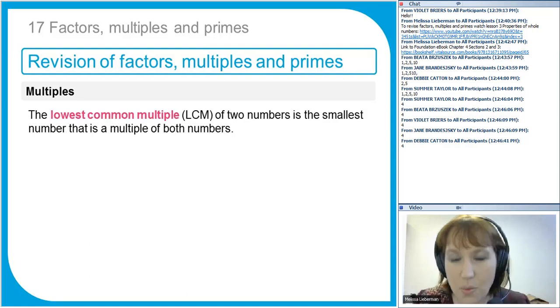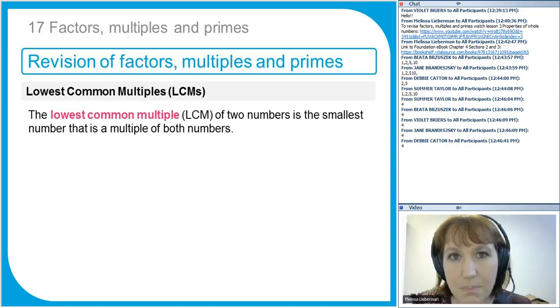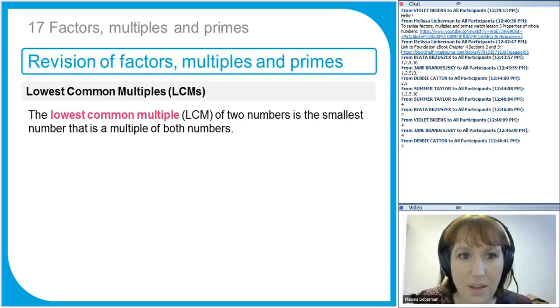Now, the lowest common multiple of two numbers is the smallest number that is a multiple of both numbers. So if you've got two small numbers, list the first few multiples. You might need to, depends on how small it is. List the first few multiples of each number and then look for the smallest number in both lists. I would usually start with a bigger number, write down the multiples until you reach one that is also a multiple of the other number. So if it's small numbers, we do it like this.